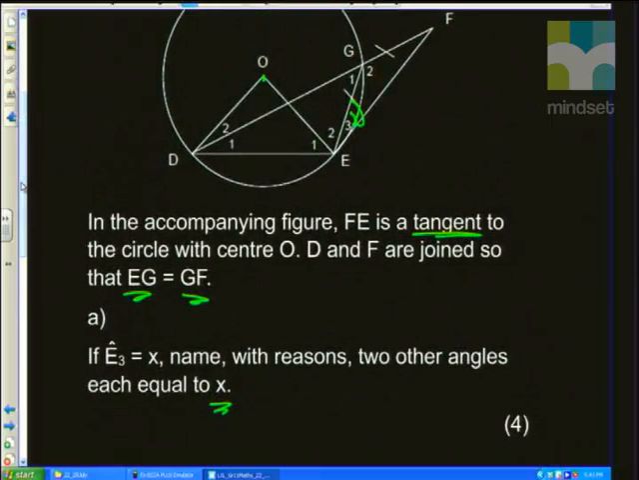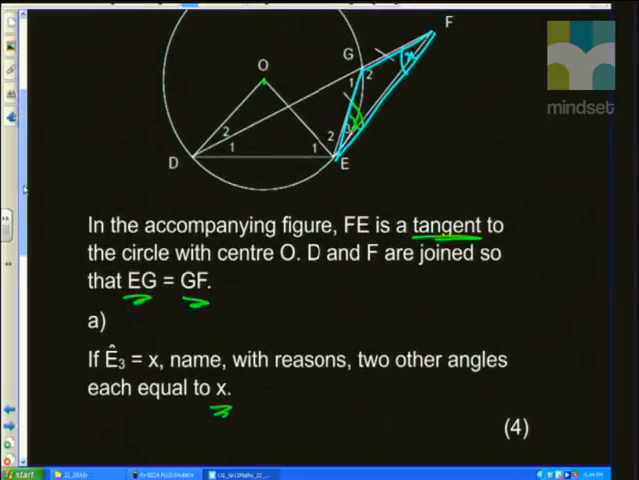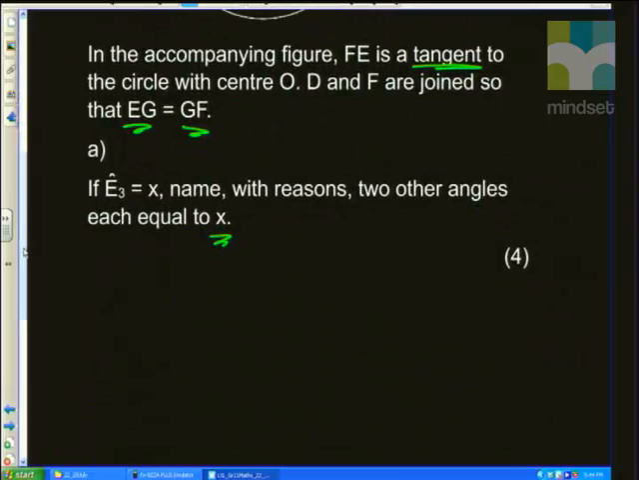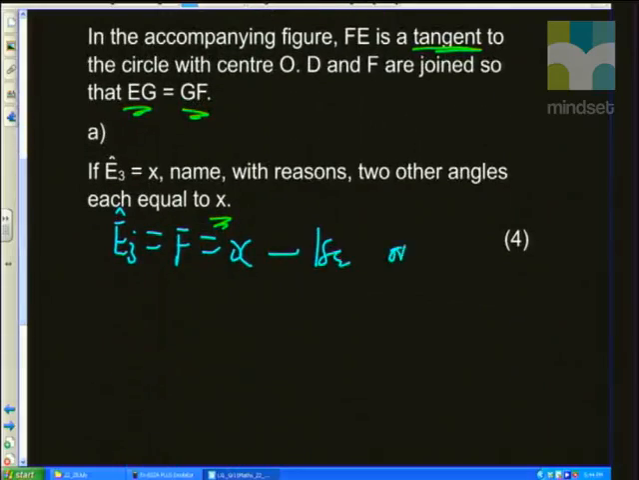From that statement, we're given that GE equals GF. This is an isosceles triangle, so it means that this will also be X, the base angles are equal. So the first angle that equals X is F. So we say E3 equals F, both equal X, and the reason is isosceles triangle, base angles equal.